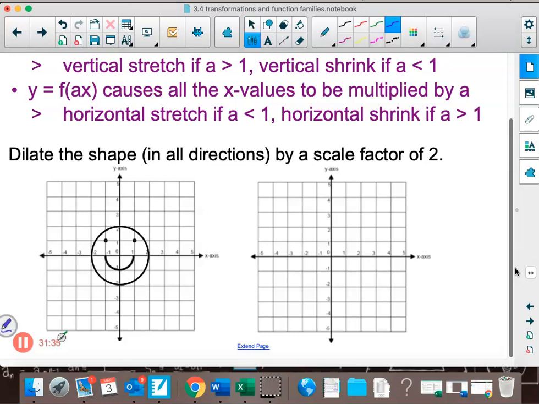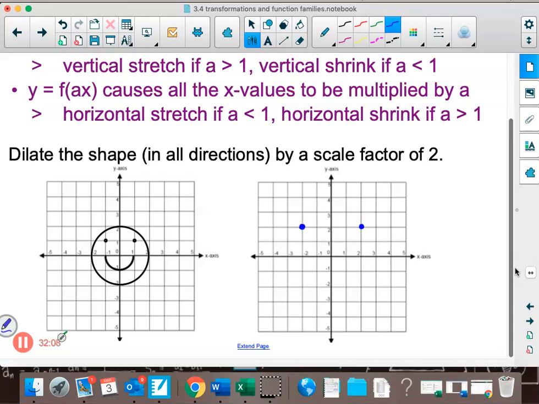Okay, when you dilate means stretching or shrinking. Stretching or shrinking. So if I have to dilate in all directions, because you can just do X and make it wide, or you can just do Y and make it tall, but if we're doing all directions, all you do is multiply everything. Here we're going by 2. So the point 1, 1 now becomes 2, 2. And negative 1, 1 becomes negative 2, 2.